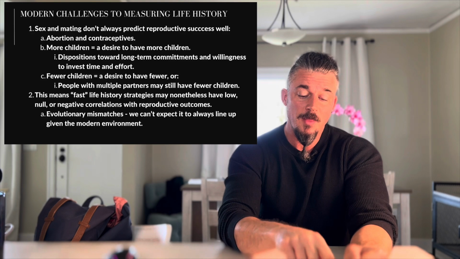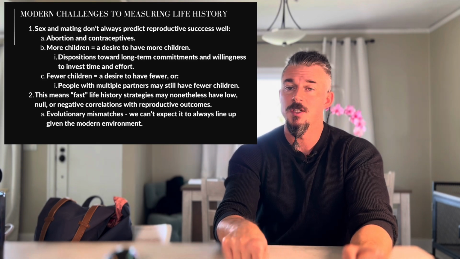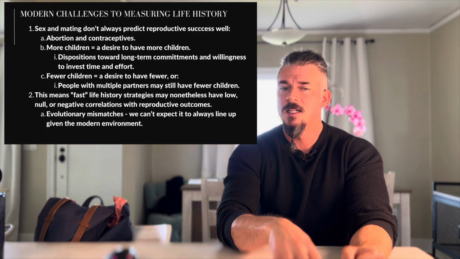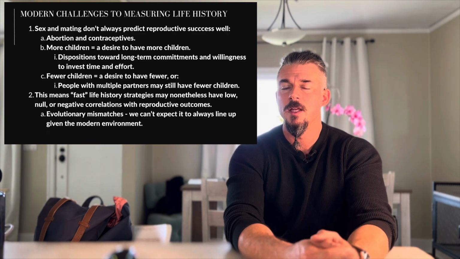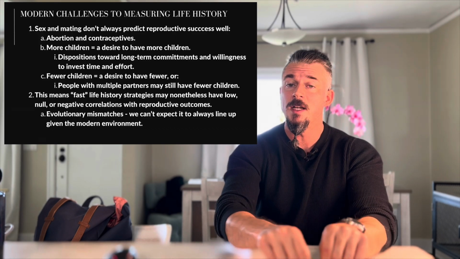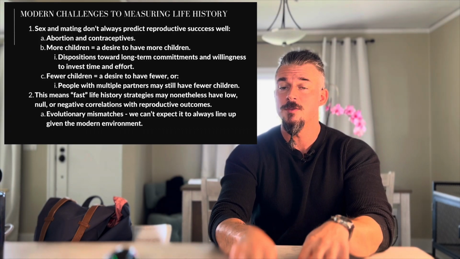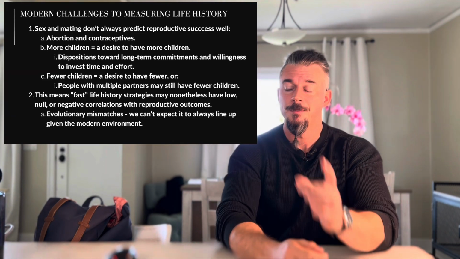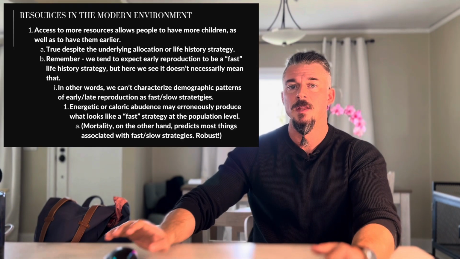So this does mean that when observing these correlations in modern environments, fast life history strategies can still have low, null, or negative correlations with reproductive outcomes, right? So someone can have a very fast life history strategy, and you might not see a very large correlation with number of offspring, simply because they're using birth control or whatever the case may be. Next slide.